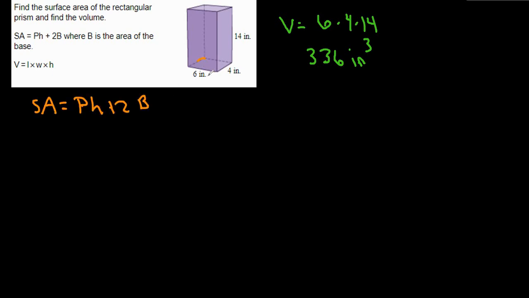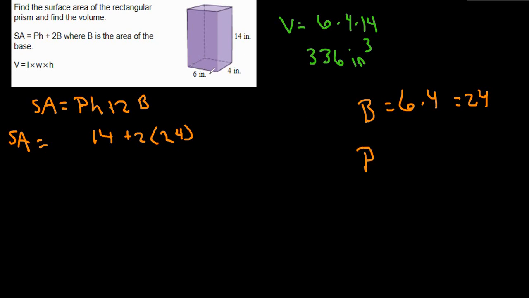And we're going to assume here that the base is what it's sitting on. So the area, I'm going to do the big B first. The area of the base is going to be 6 times 4, which is 24. So I'm going to put that into our formula, plus 2 times 24. The height of this prism is 14. And then the P is going to be the perimeter of the base.